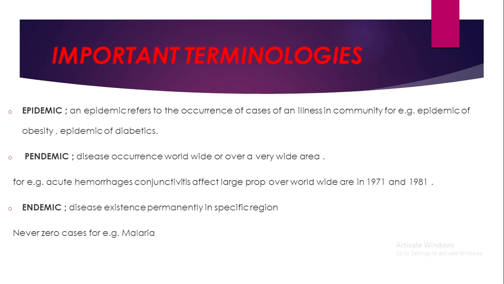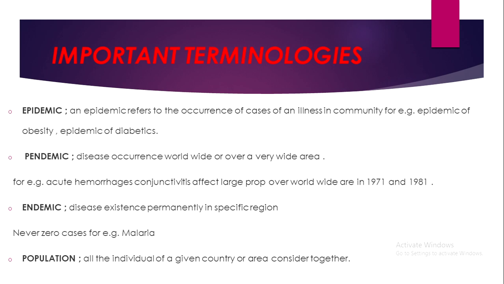Now, the other term is endemic. It means that the disease will permanently exist in a specific region, like never zero cases, for example, malaria. If we go and do screening in areas where there is standing water and a lot of mosquitoes, there will be cases of malaria. So when the disease is always present in a specific region, we call it endemic.